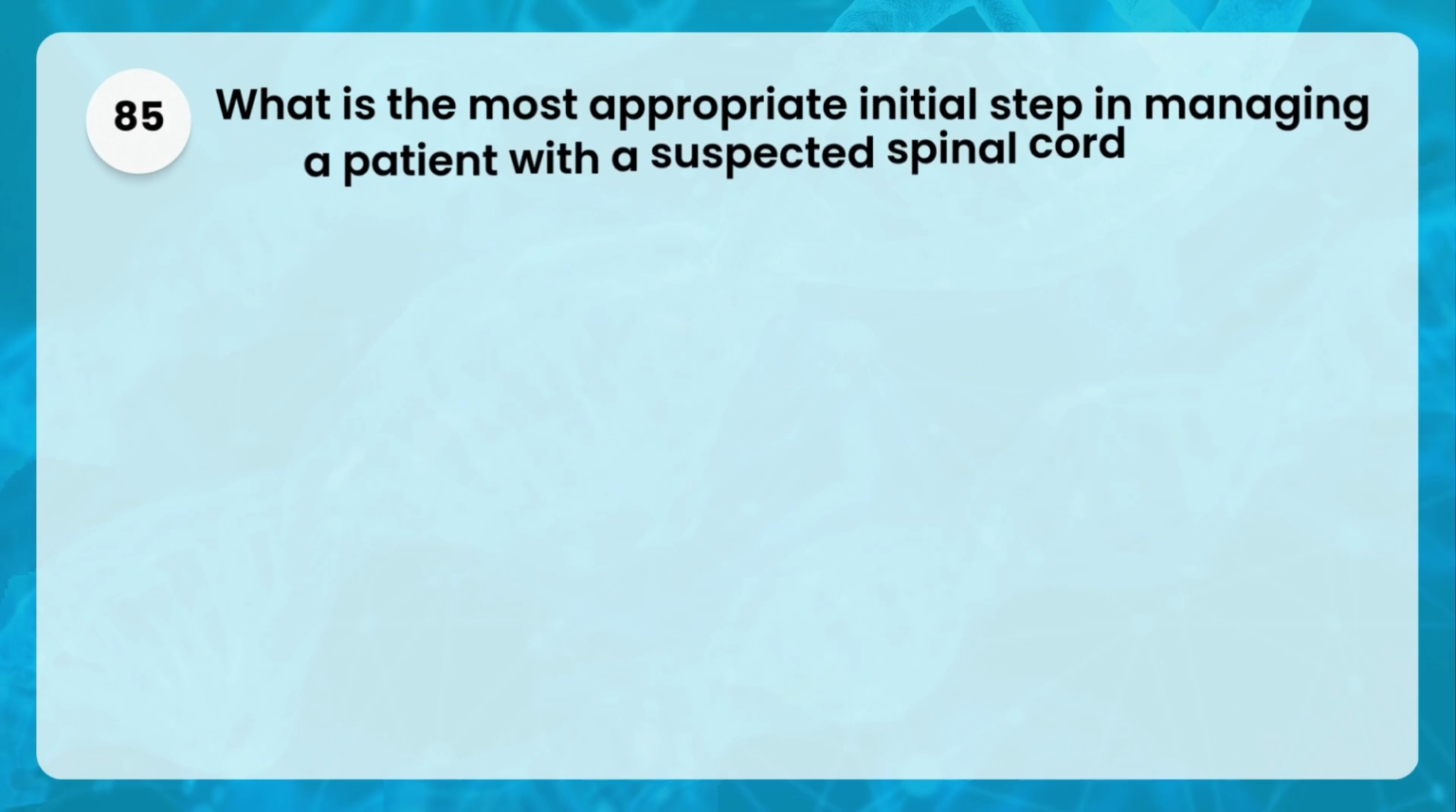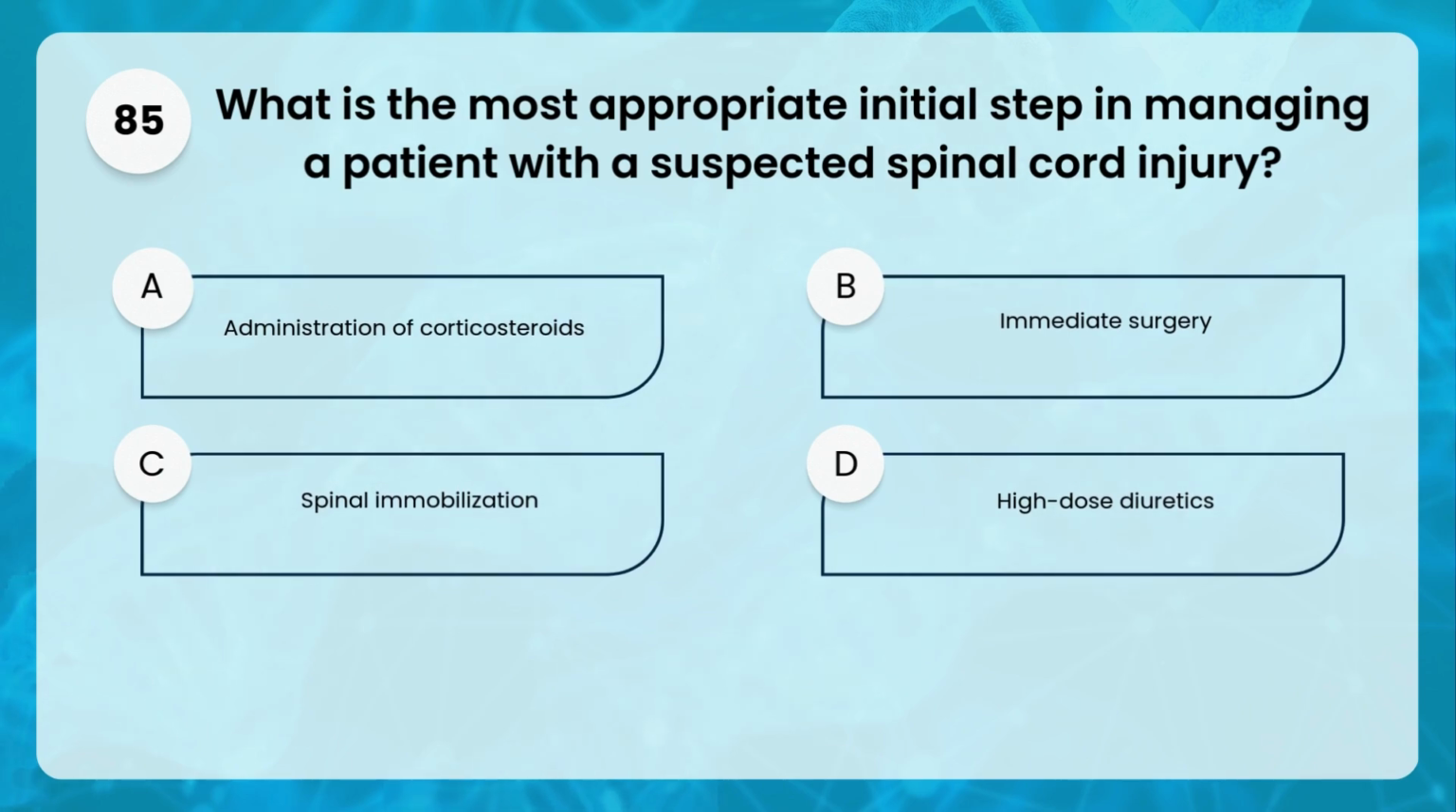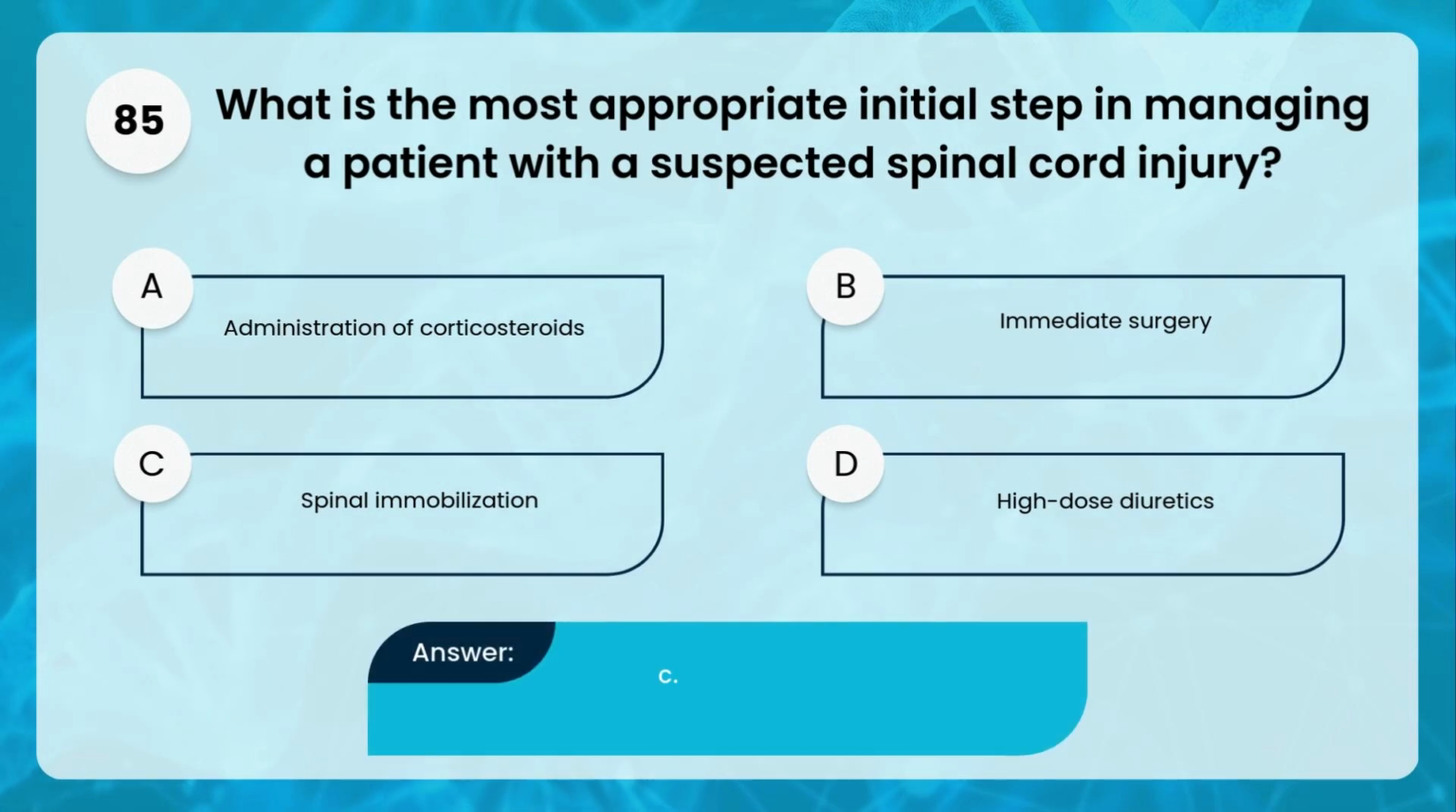85. What is the most appropriate initial step in managing a patient with a suspected spinal cord injury? A. Administration of corticosteroids. B. Immediate surgery. C. Spinal immobilization. D. High-dose diuretics. The answer is C.